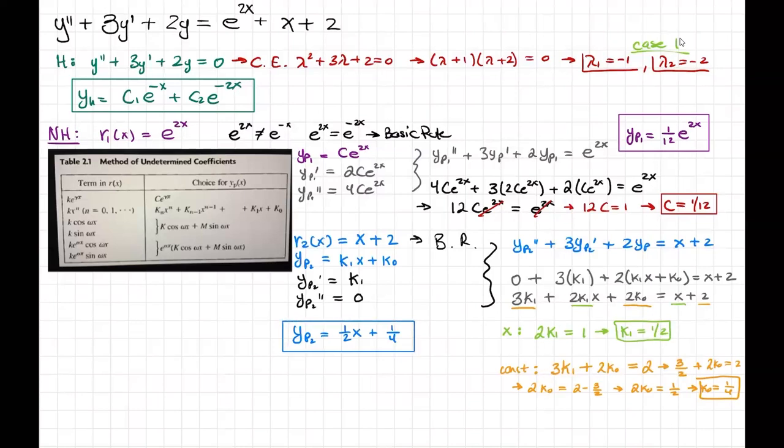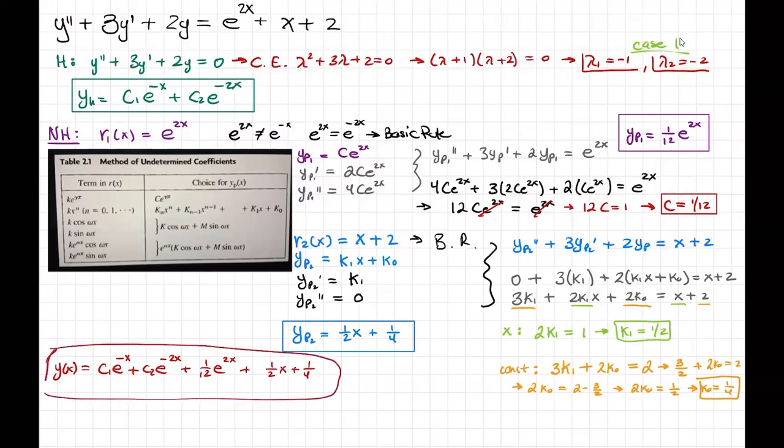And now my final general solution will be of the form C1 e to the negative x plus C2 e to the negative 2x, and we have plus 1 over 12 e to the 2x plus 1 half x plus 1 fourth, and all of this is the solution to the whole equation. This is my general solution.